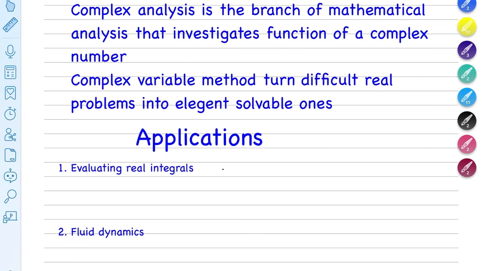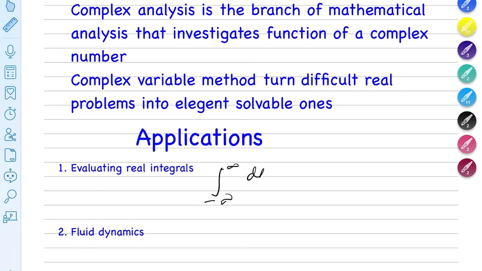Got it. What makes the complex variable method special is that it often turns difficult problems into very simple ones. From the application point of view, they are used in evaluating real integrals. Many difficult real integrals become easy using contour integration and the residue theorem. All these things we'll see in detail in complex analysis.